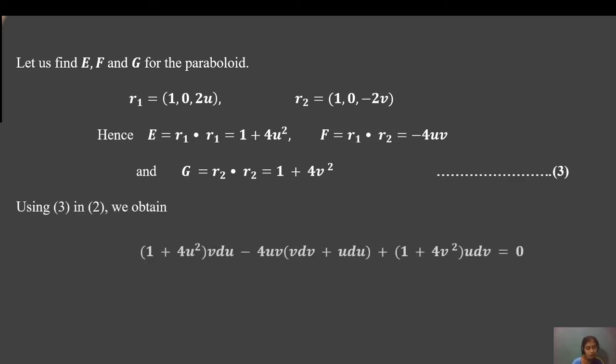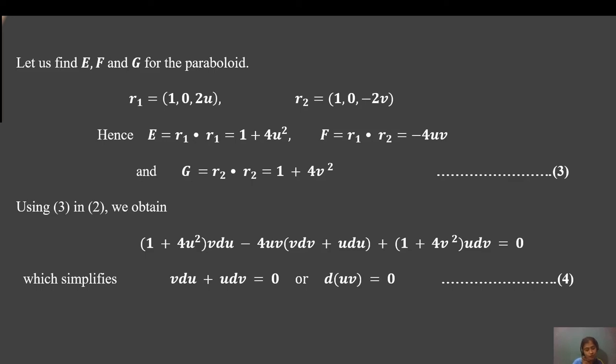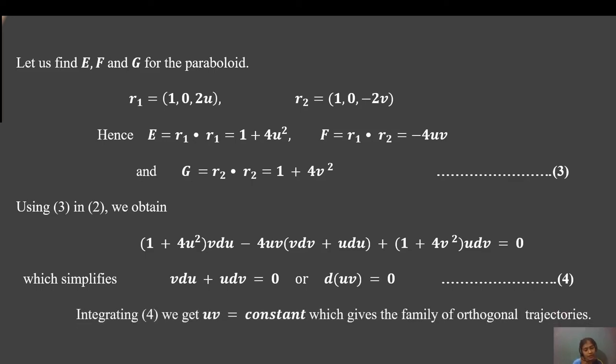Then using equation 2, putting in all the values and simplifying, we get v du plus u dv equals 0, or d(uv) equals 0. Integrating equation 4, we get uv equals constant, which gives the family of orthogonal trajectories. This will be fine.